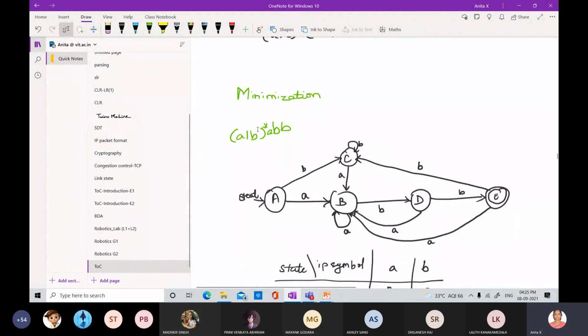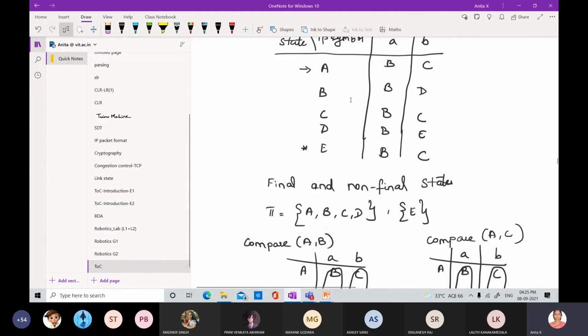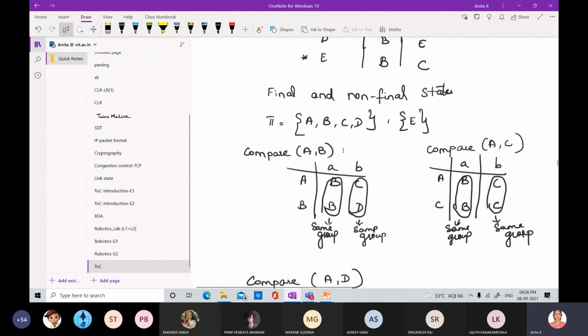Okay, so the next is minimization. How will we proceed with minimization? I'll be segregating the states as final and non-final. Here in this case, you can see these are the non-final states and this is the final state. What I'll be doing is comparing the states within the set.